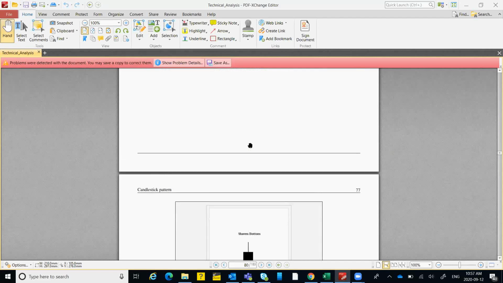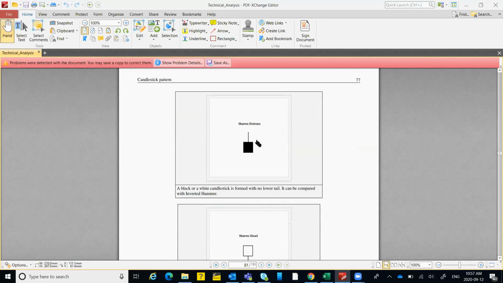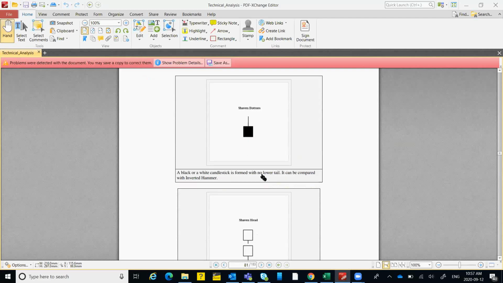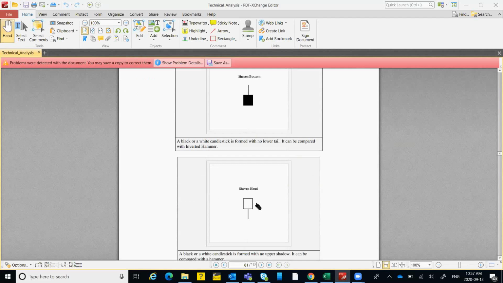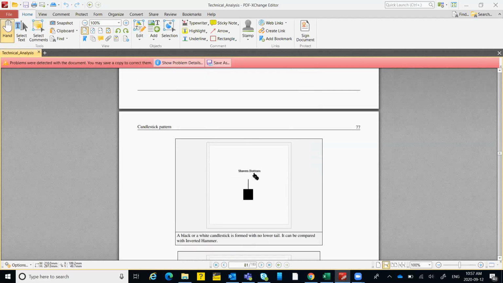So I think we'll discuss two more, and then we'll go back to the live charts to see these things. Shaven bottom is similar to the inverted hammer, and the same things apply. The only difference is the wick is not as long as the hammer, and the shaven head is the same as a hammer. So these two are not very common patterns.